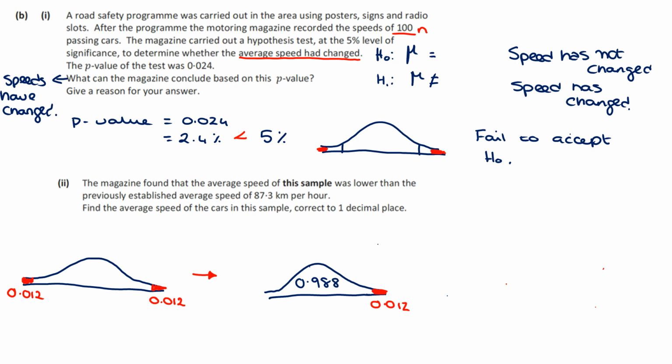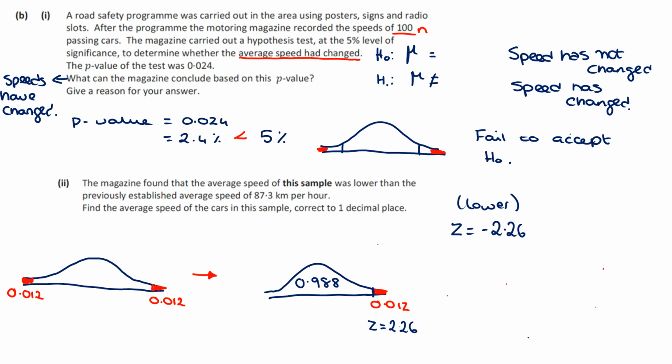So if we go to our tables and look for 0.988, that works out as about 2.26. So our Z score here is about 2.26. Now, the magazine found that the average speed of this sample was lower, so we're actually going to be working with the negative. So we're going to say Z was actually minus 2.26 because we were told it was lower. It's always easier to work with the upper one when we're working in our tables.